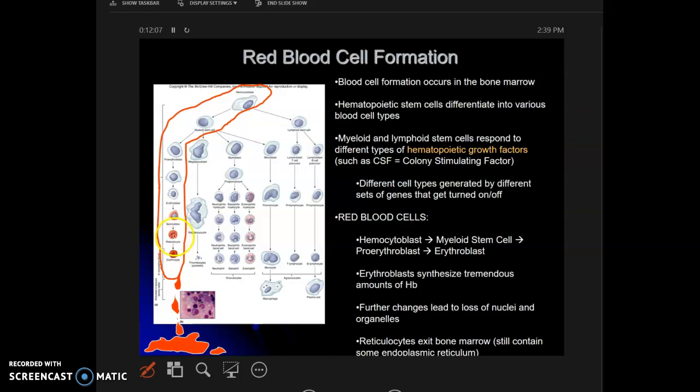And at this stage, the cell will come out of the red bone marrow into the blood circulation and will mature into the mature erythrocyte. The entire process is driven by certain colony stimulating factors. We'll talk about that in the next slide.